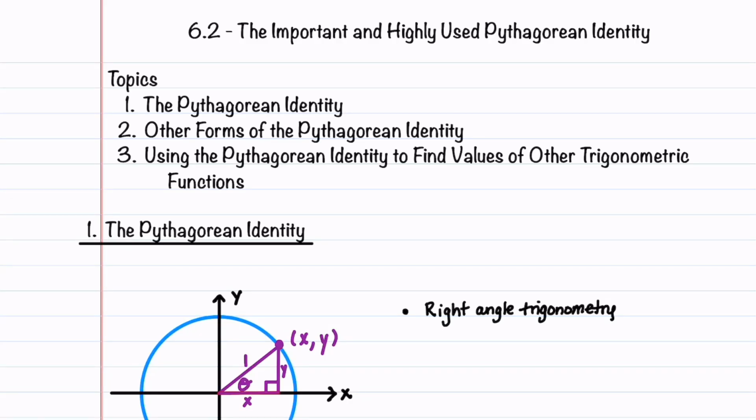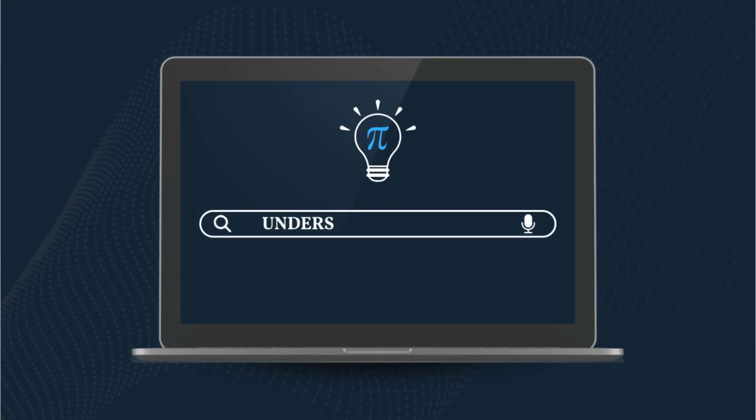Did you know that there is more than one form of the Pythagorean identity? I'll show you how to get the other forms and how to use Pythagorean identities to find trigonometric functions. Welcome to Understand the Math.